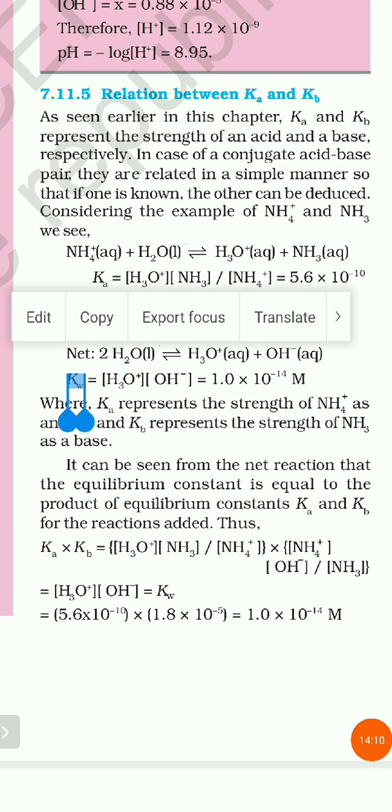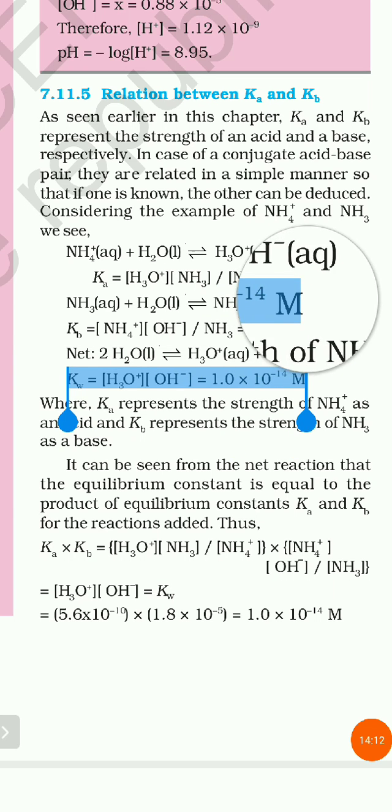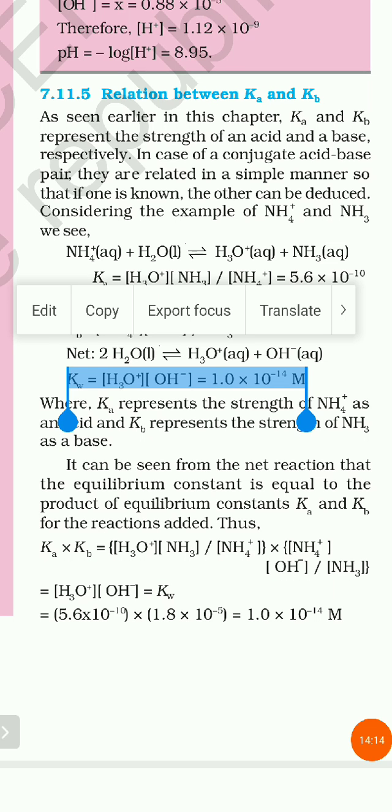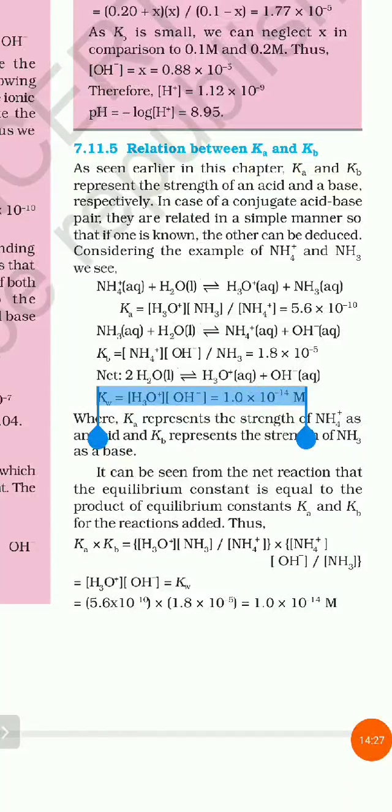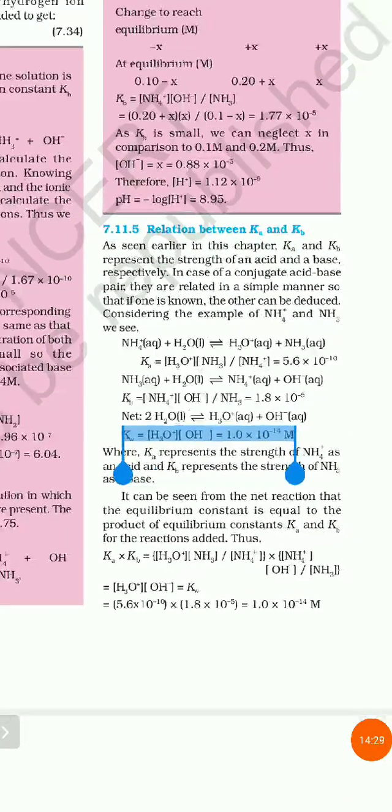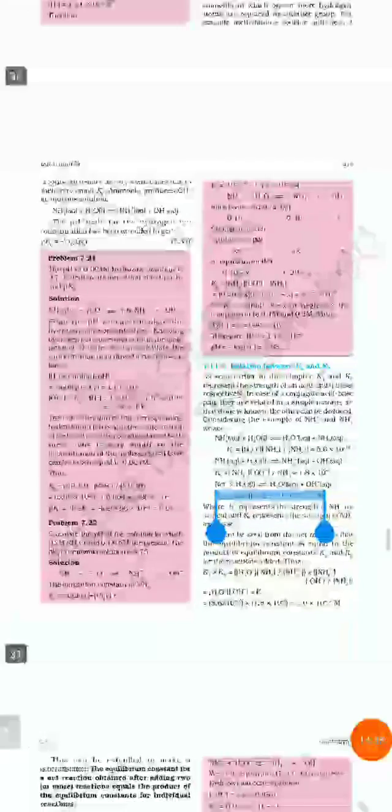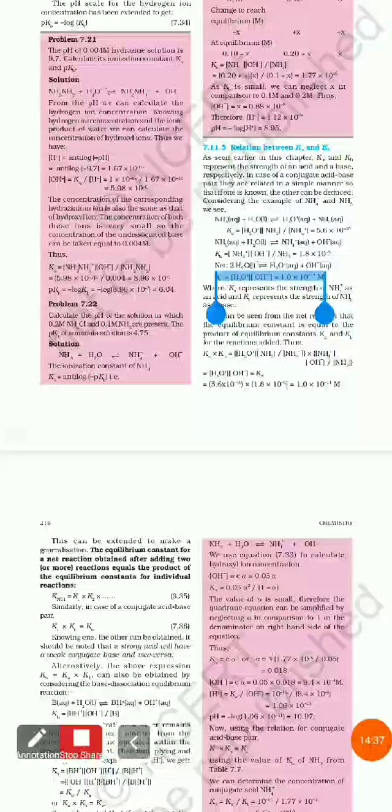This is a constant value, so keep this value in mind. The water dissociation constant is 1.0 into 10 power minus 14 molar, right? So finally, what you are going to say is about the concentration of your acids and the concentration of bases, both in the formulas.